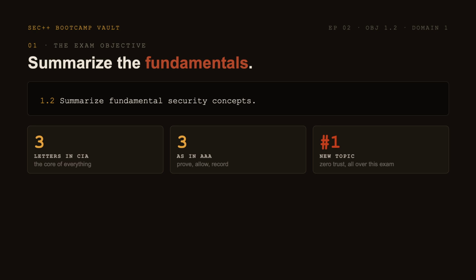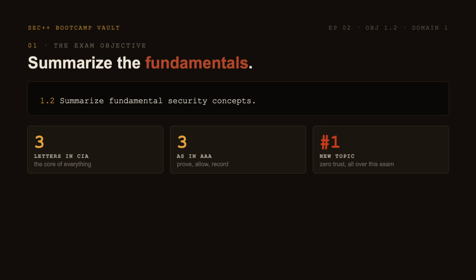The CIA Triad and its friends, like non-repudiation. AAA, which is how systems prove who you are and track what you did. And the new star of this exam version, zero trust. Plus two smaller clusters, physical security and deception tools. Every one of them is fair game.